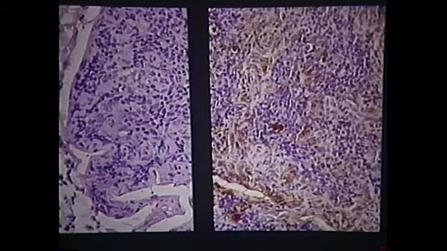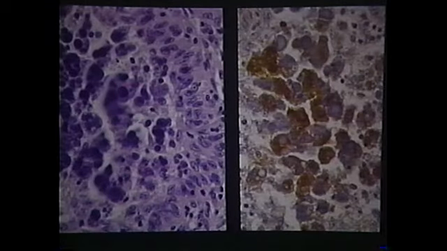A section of avian thymus, although viral inclusions are not readily apparent in the H&E tissue section on the left side of the screen, with immunohistochemical staining, the presence of PBFD virus is readily demonstrated.